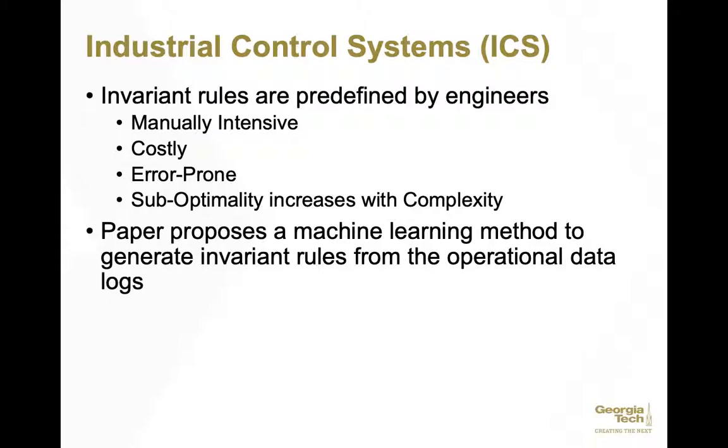Today, invariant rules are typically made by the system engineers that created the systems. There are a couple of problems with this. First, it's manually intensive. Second, it's costly. And third, it can be error prone. Additionally, as the number of subsystems increases, the complexity of the overall system increases, making it very hard for humans to account for all anomalous states. So this paper proposes a machine learning method to generate these invariant rules from the operational data logs.